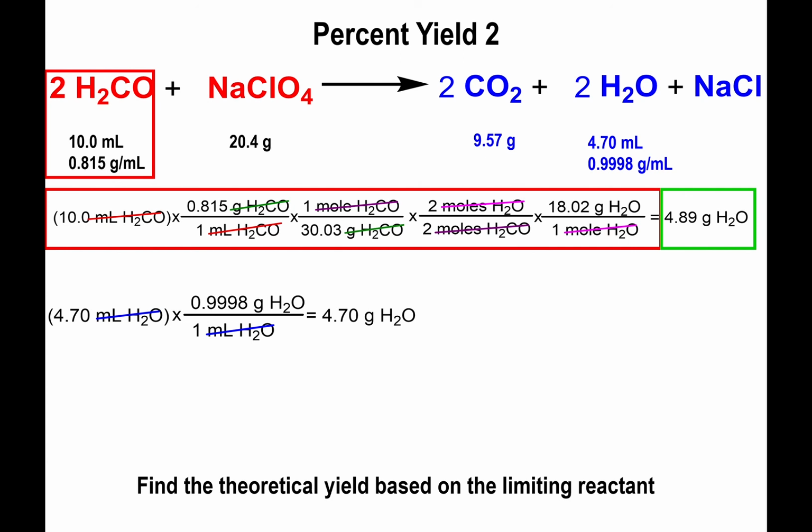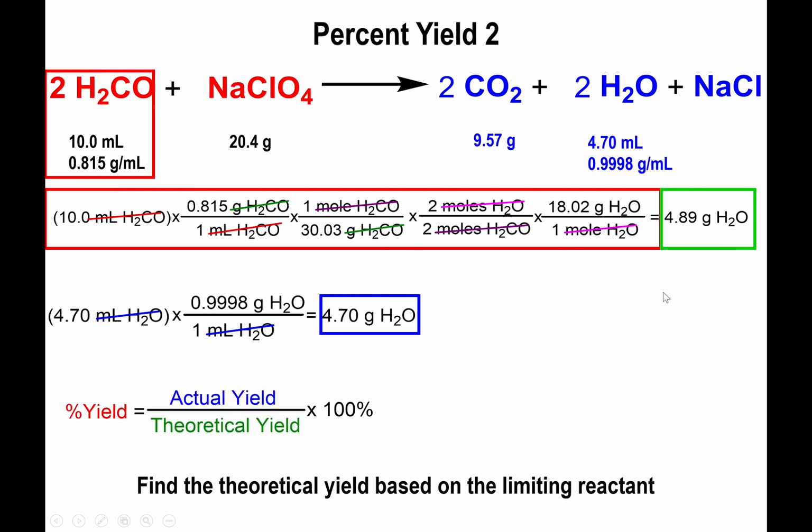All right, so now that we have the 4.7 grams of water, this is the actual yield of water in mass. The value right here is the theoretical yield. So we can find the percent yield by dividing actual amount by theoretical amount, multiplying by 100. That's to say that 4.7 gets divided by 4.89 and we multiply that by 100 to get 96.1%.